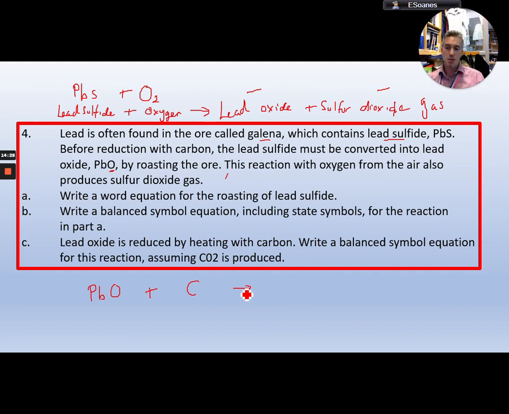PbO plus C goes to, is carbon more reactive than lead? Is it going to steal the oxygen? What does it turn into when it steals the oxygen? Do it as a word equation.